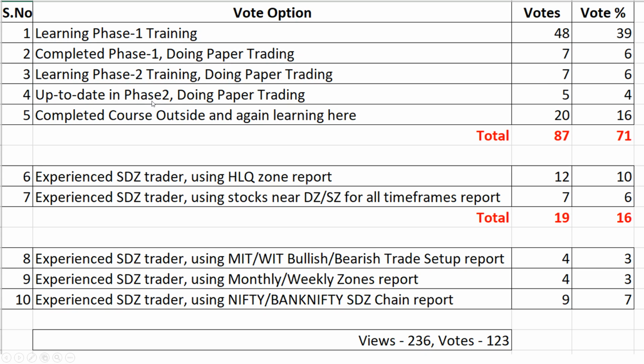And some are up to date in phase 2. That means they have completed whatever training lessons we have covered in phase 2, because we are about to complete phase 2 in another 2 lessons. We are almost at the end of phase 2, so in the next 1 or 2 weeks we will complete the phase 2 training program. Those who are up to date in phase 2 and continuing their paper trading number 5 members.